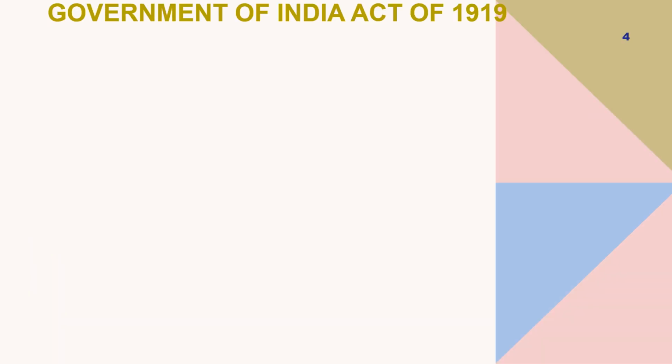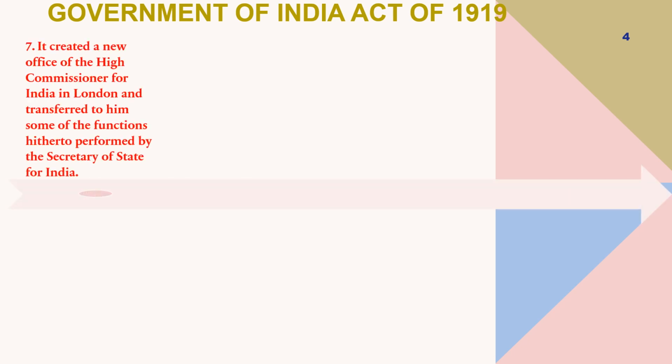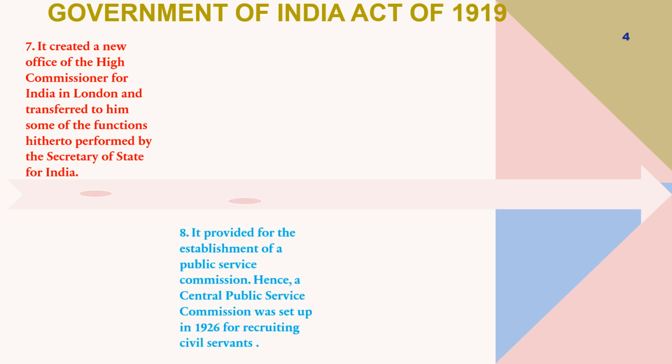Government of India Act of 1919 created a new office of the High Commissioner for India in London and transferred to him some of the functions performed by the Secretary of State for India. And this act provided for the establishment of a public service commission, and hence they set up a central public service commission in 1926 for recruiting civil servants.